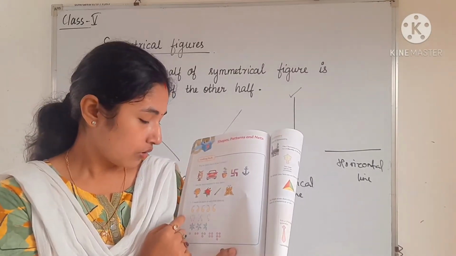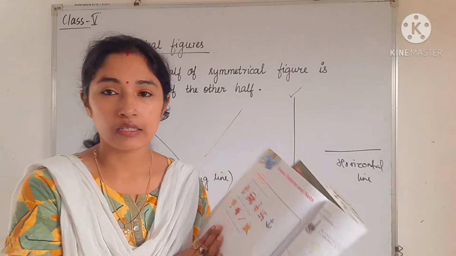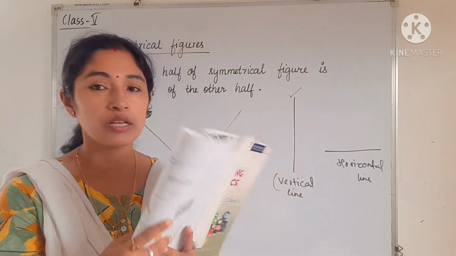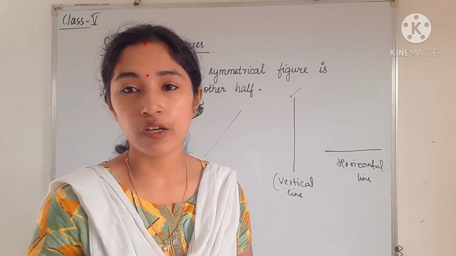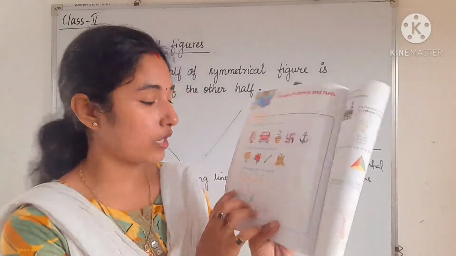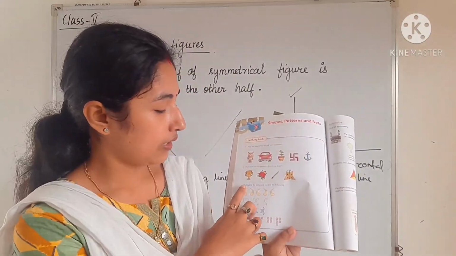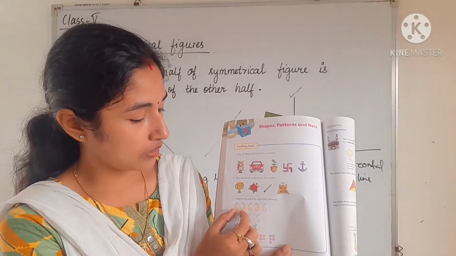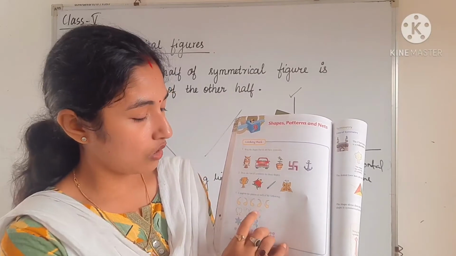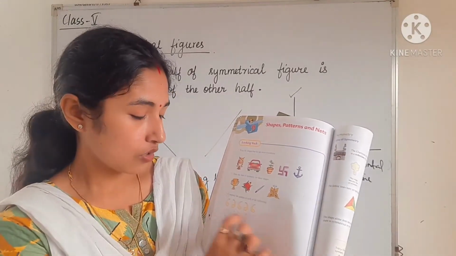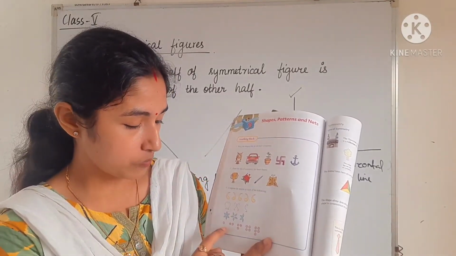Okay, so next, number 3 is patterns. In patterns you can see there are patterns in case of numbers, in case of figures, and in case of objects also. Here you can see there are two similar ones. This is one pattern, this is another pattern. So another pattern you have to draw like this only. Try to complete this pattern.